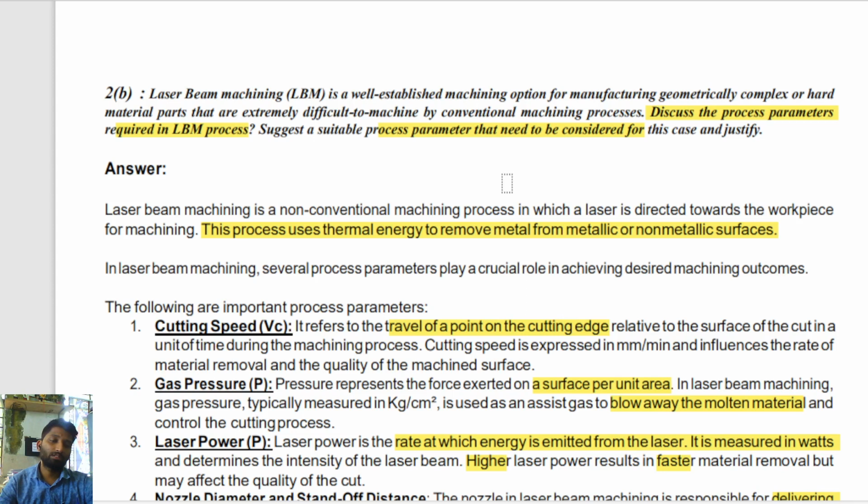In this, especially, thermal energy or heat is produced, and that heat will melt the metal and the surface will be machined. This is the basic thing in LBM.